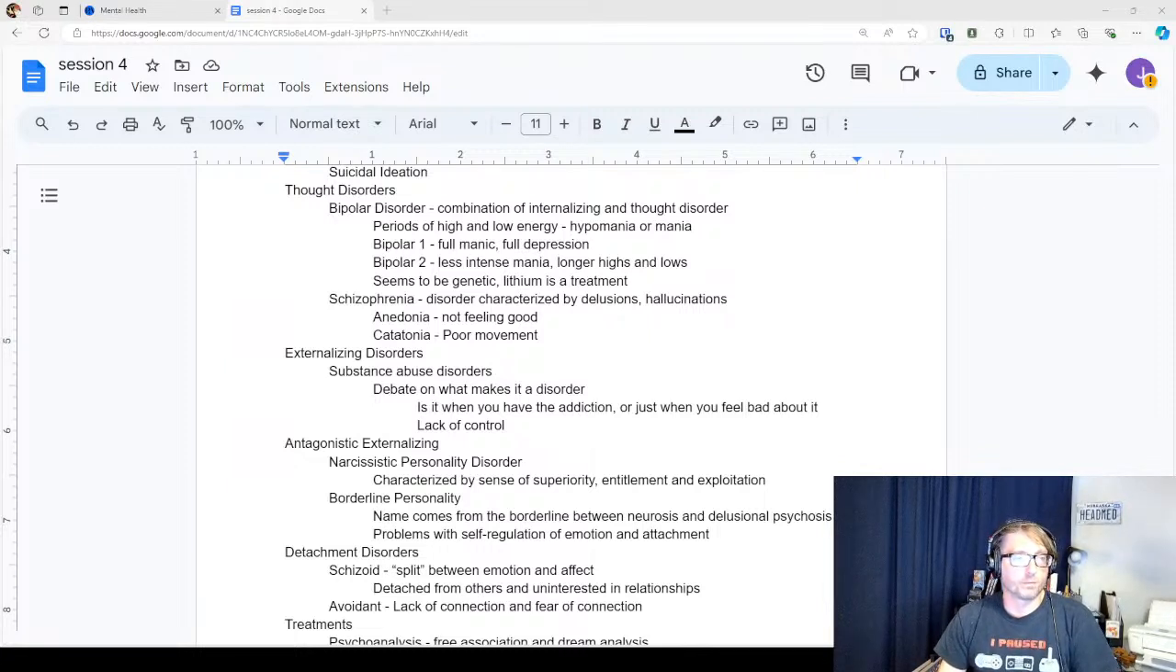All right. So we have our schizophrenia disorders, which are thought disorders. This is something like a delusional disorder with hallucinations, possibly. It also can cause side effects like anhedonia and catatonia, which are just not feeling good, bad movement, things like that. We have externalizing disorders, which are things like substance abuse disorders.